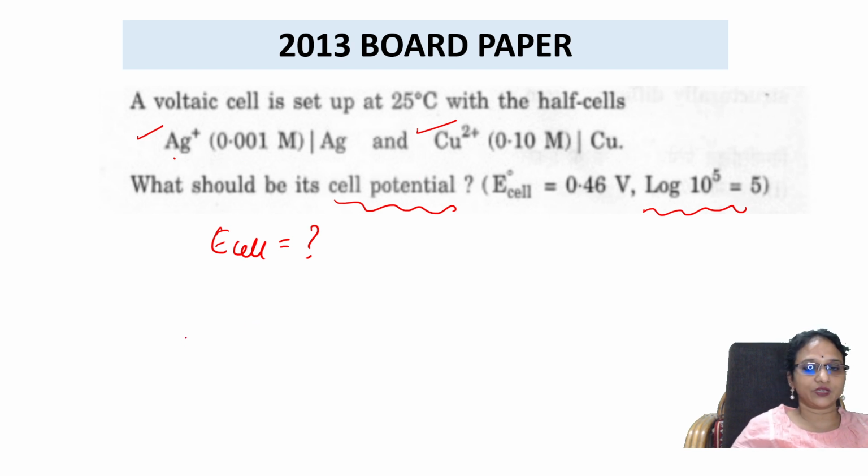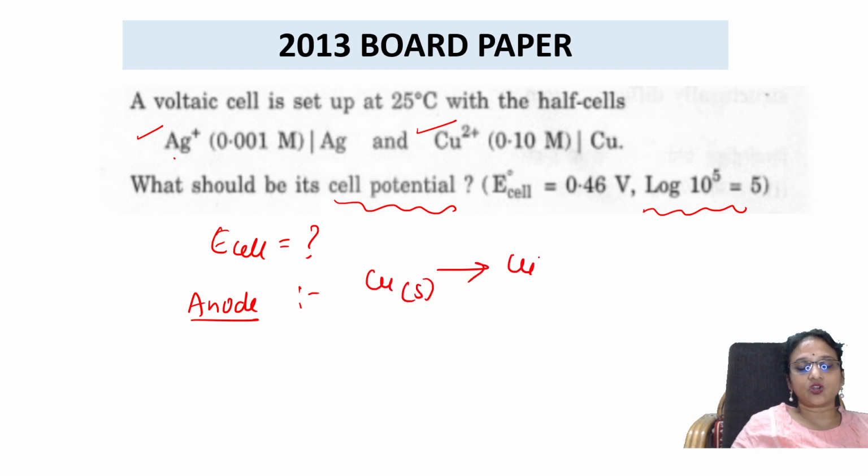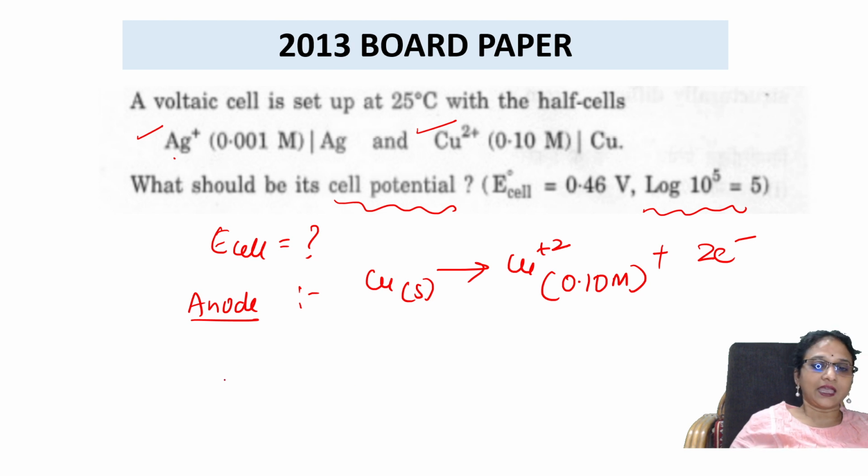Two electrons are going, so check carefully. Anodic reaction. At the anode, what is happening, students? Copper solid is giving copper plus 2. How much is the concentration? 0.10 molar, plus how many electrons? 2 electrons.